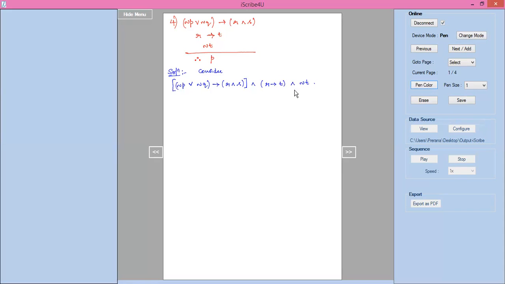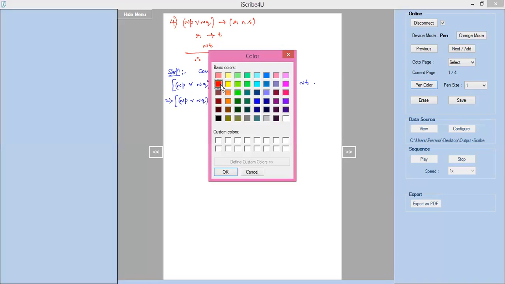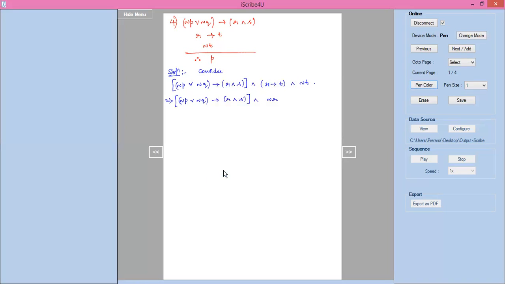So we will just club this and write down the next step. So this implies for us, the first entire bracket I will keep as it is. So negation P or negation Q conditional R and S, and we arrive at negation R. So this is using rule of modus tollens.